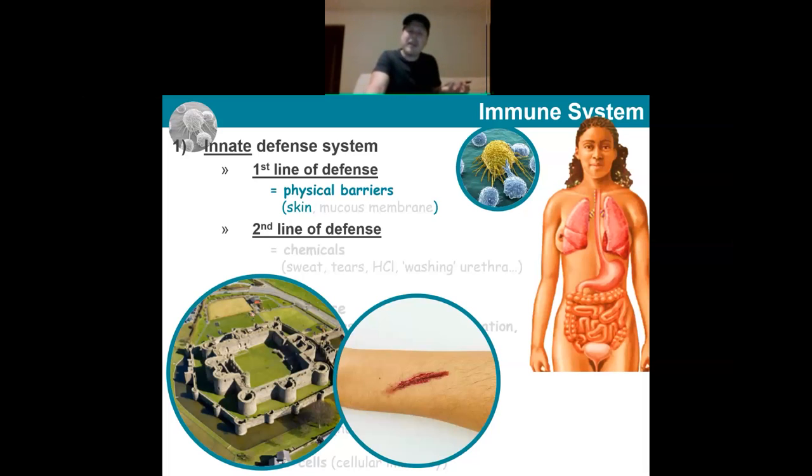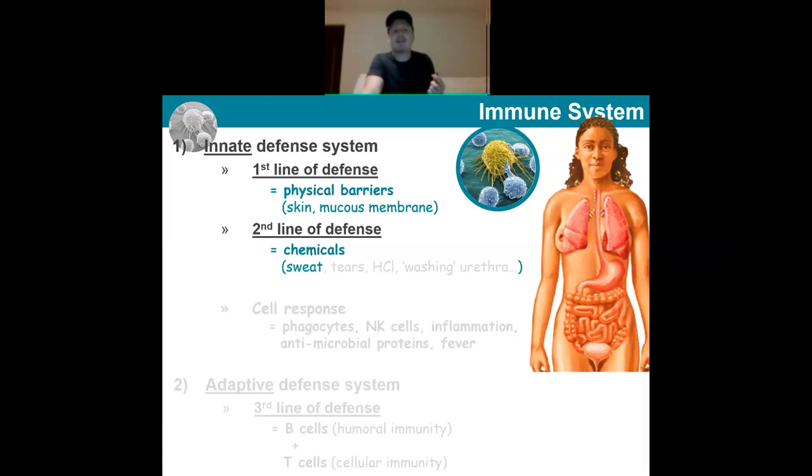But remember that we can't have skin in all parts of our body. Certain parts, such as our nasal cavity, our digestive system, our urinary tract, there's no skin there. There's mucous membrane there. So these are not quite as good as skin, but these are physical barriers where we're still trying to keep the pathogens outside. Well, that's our first line of defense.